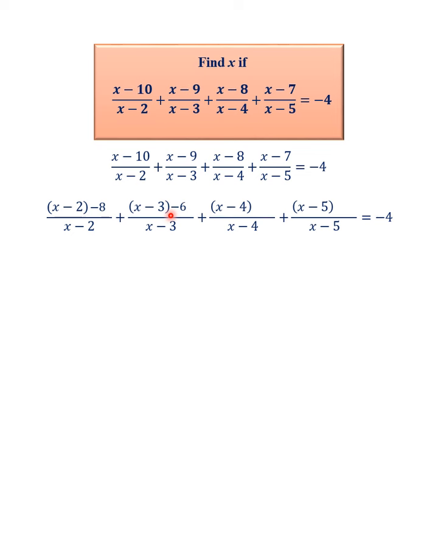What will you do to x minus 3 to make it x minus 9? You subtract 6. Minus 3 minus 6 will give us minus 9. Similarly, you subtract 4. Minus 4 minus 4 will give minus 8. Here you subtract 2. Minus 5 minus 2 will give us minus 7. So you can see that we have not done anything differently, but we are only trying to solve the problem.